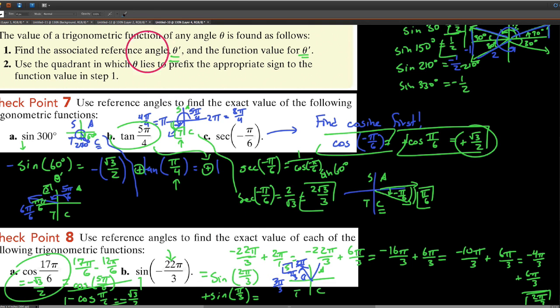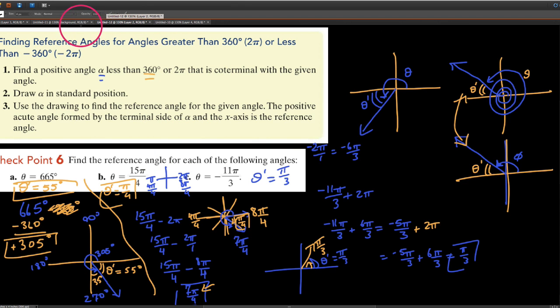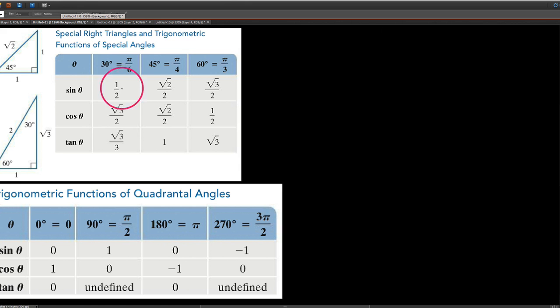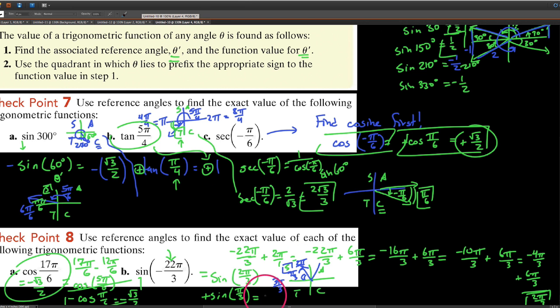So the sine of pi over 3, or the sine of 60 degrees, is root 3 over 2. We'll put this in here: positive root 3 over 2. So the idea will be this: if you ever want to evaluate a trig function, find the reference angle first, then find the sine, cosine, or tangent of that reference angle and affix the proper sign. Cheers.